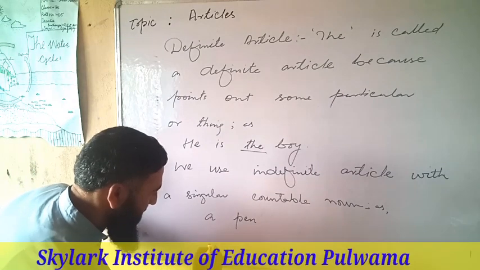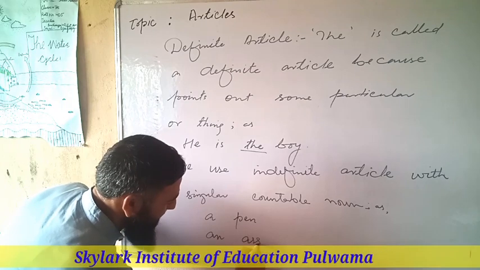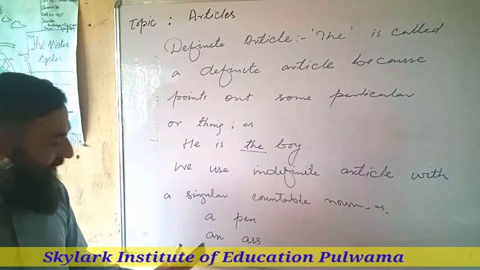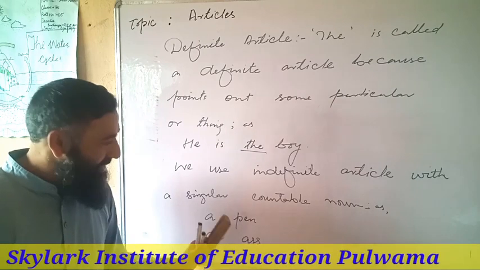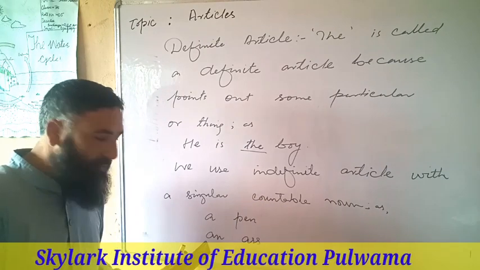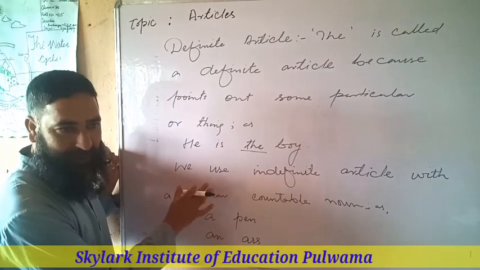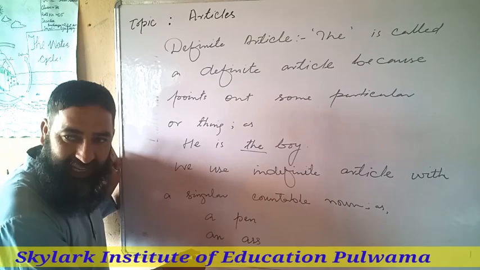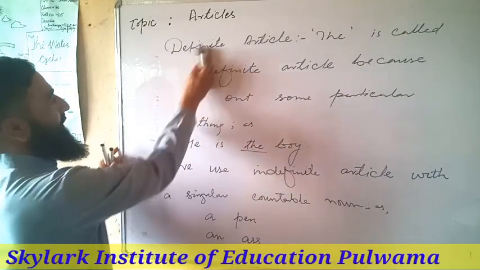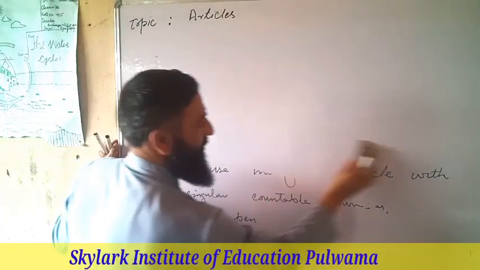Okay, and let us write another example. An ox. See, an ox. It is also a singular countable noun, so we'll use an. There is no difference. I will repeat it. There is no difference in terms of meaning between a and an. Okay. Then we'll move ahead.